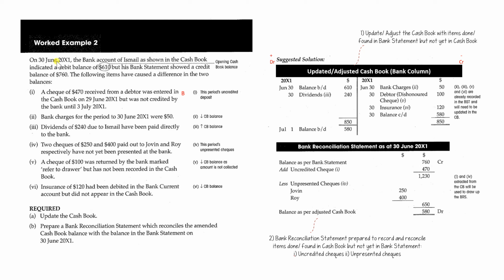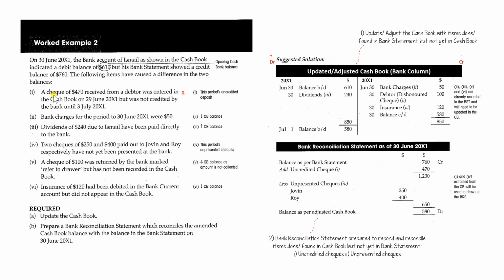Now this is the question they give. On 30th of June 2000, okay, this can be anything, the bank account of Ismail, as shown in the cash book, indicates a debit balance of 610. So the cash book has a debit balance of 610, and the bank statement has a credit balance of 760. The following items cause the difference in these two balances. So now let's have a look.